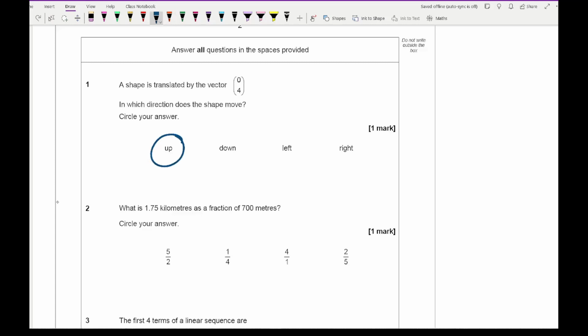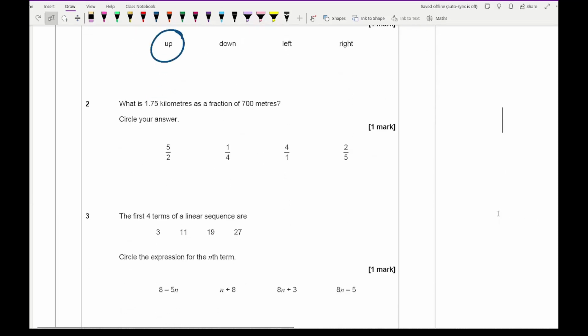Then with question 2, it says what is 1.75 kilometres as a fraction of 700 metres. So here what you want to do is make sure you've got the units the same for both numbers. So here you've got 1750 over 700, or 1.75 over 0.7. And if you enter that on your calculator, it should tell you that the correct answer is 5 over 2, or 2.5.